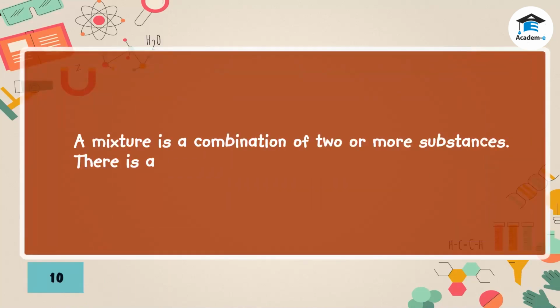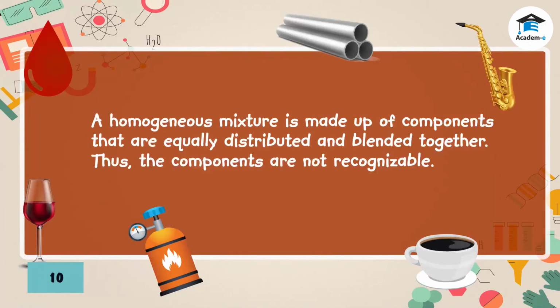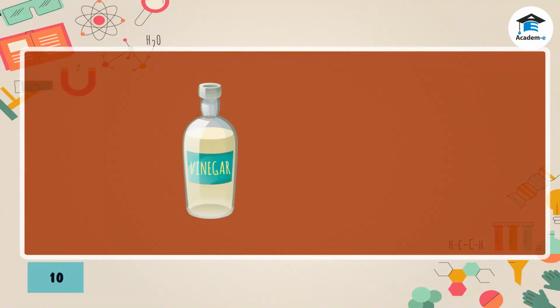A mixture is a combination of two or more substances. There is an infinite number of mixtures. Anything that you combine is a mixture. Mixtures can be homogeneous or heterogeneous. A homogeneous mixture is made up of components that are equally distributed and blended together. Thus, the components are not recognizable. An example is vinegar, which is made of water and acetic acid. Other examples are soy sauce and orange juice.